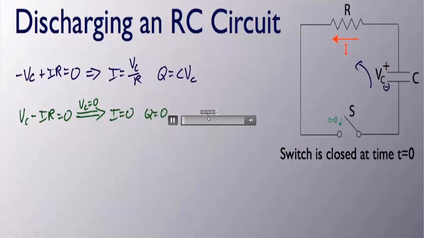So next up, we have to find how the discharging occurs in an RC circuit. You can see there's a capacitor plate and a resistor with a switch which is closed at time t equals 0. Again, the negative voltage at the capacitor plus IR due to the resistance is equal to 0, and again I is equal to Vc over R and Q is equal to CV. If you make those substitutions, you get Vc minus IR is equal to 0, and since the voltage of the capacitor is 0, Q is also equal to 0. So that's how discharging at a capacitor occurs, and Q does end up equaling 0 at the end of that time frame.